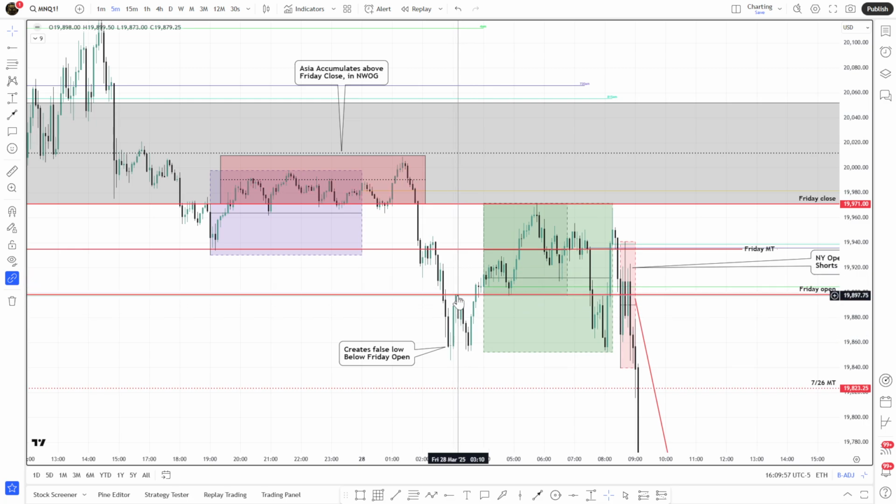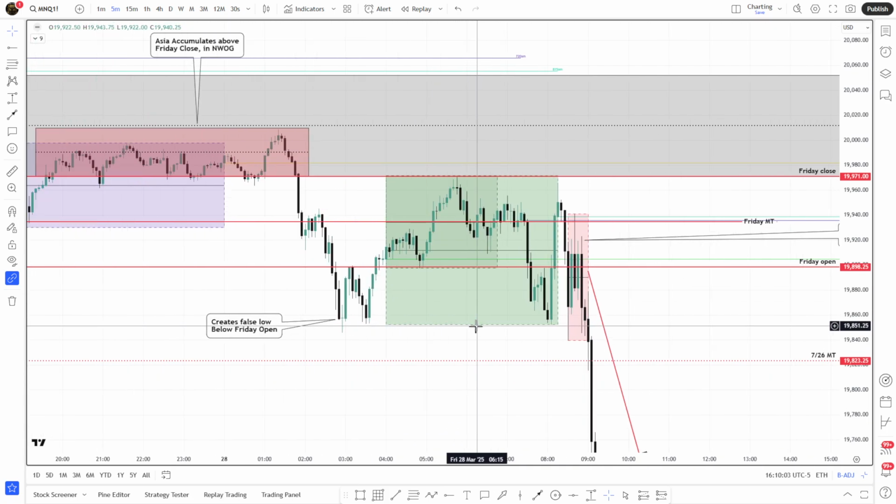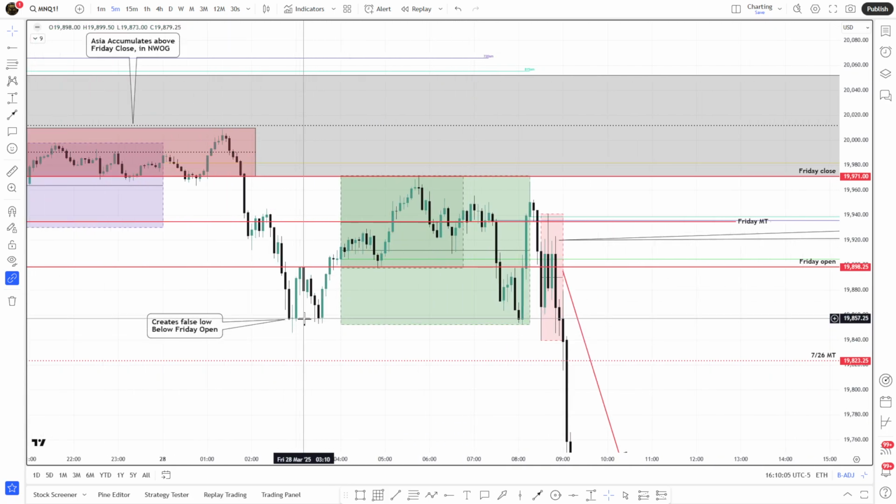Friday open puts in the false high. All it does is comes back down to rebalance this area, creating a false low as well. See how that's a very tiny body, so it just comes back in here. Any little tiny imbalance, it wicks into there, drives through Friday opening price, uses it as support temporarily.